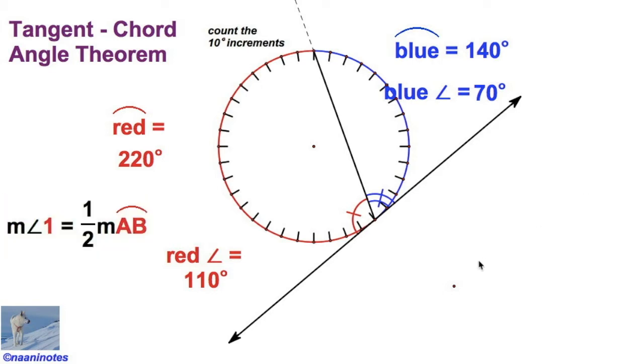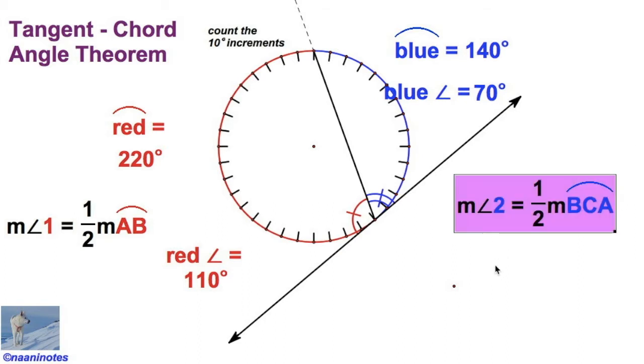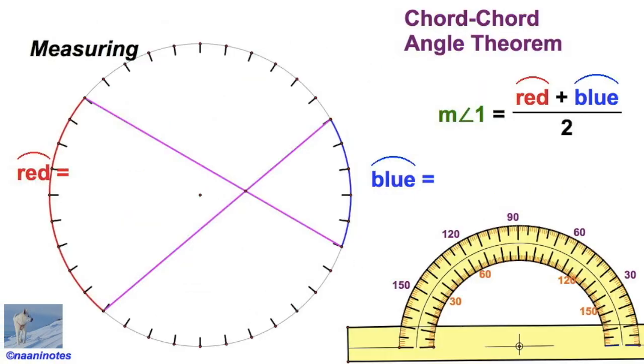We could say it this way. The measure of this angle, I'll call this one 1, is going to be half the measure of the arc. And the measure of this angle is going to be half the measure of this tangent chord arc. Okay, you got that down? Don't worry, we'll be doing a lot of this. We're just playing with it right now, just getting the concepts down without any letters to get in the way.